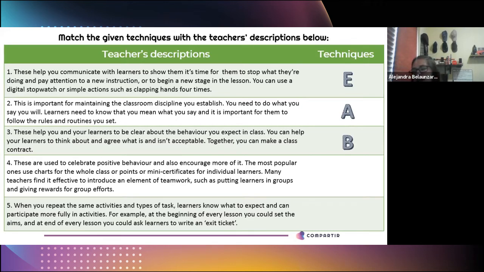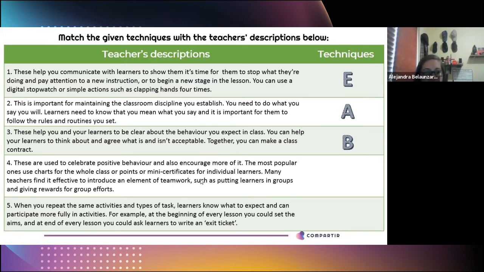Which I was saying, it's very important that I set since the beginning. I can do it together with them, depending on their level, depending on their age. Obviously, I am going to make different kinds of rules, but so that they can agree and at least they know what they are expected to do.